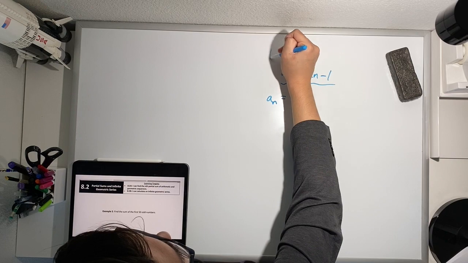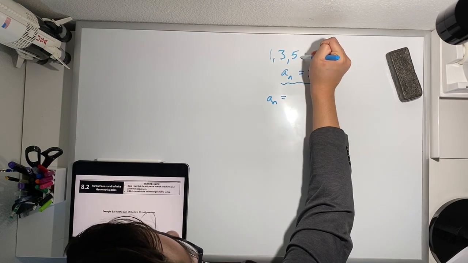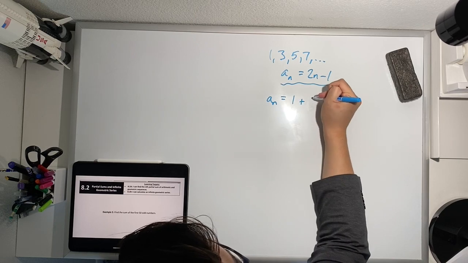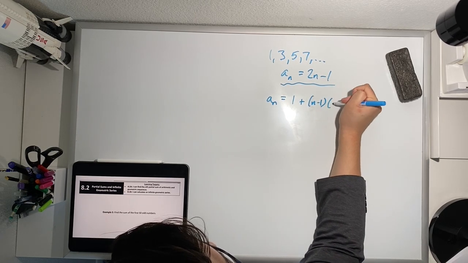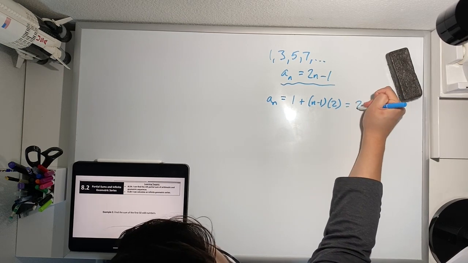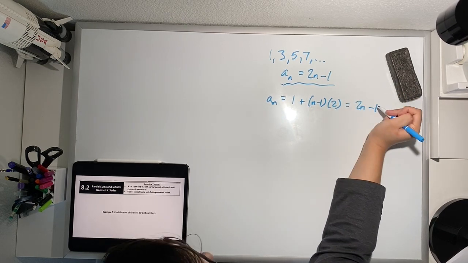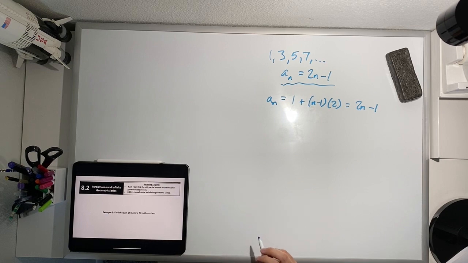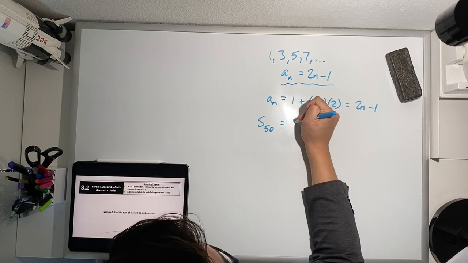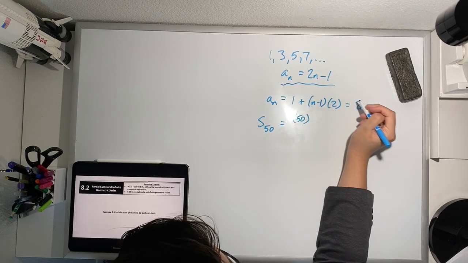Okay, the sequence of odd numbers looks like this. So the first term is 1, and our common difference is 2. And if we simplify this, we do get 2n minus 1. Okay, so that's where this is coming from. Now, if we want the sum of the first 50 odd numbers, that means we're looking for the 50th partial sum. So n equals 50.